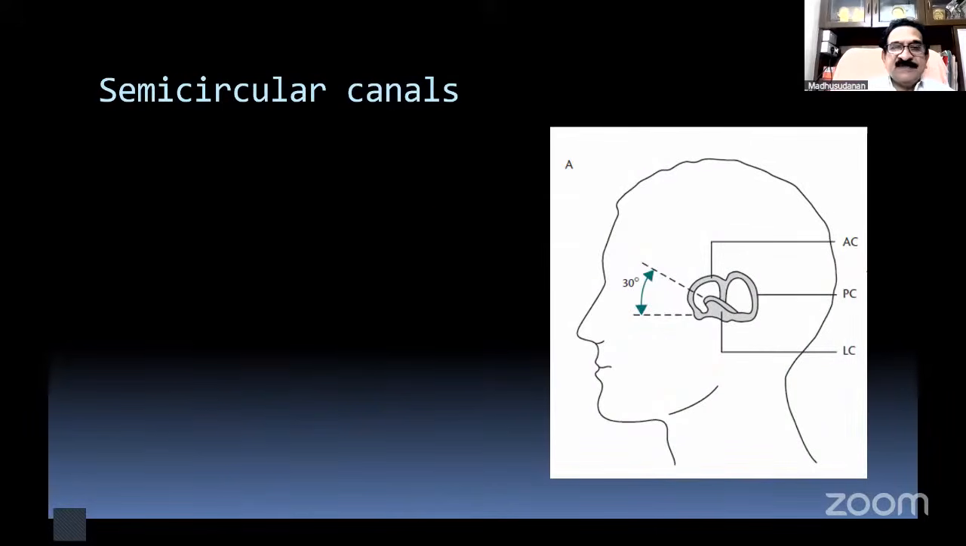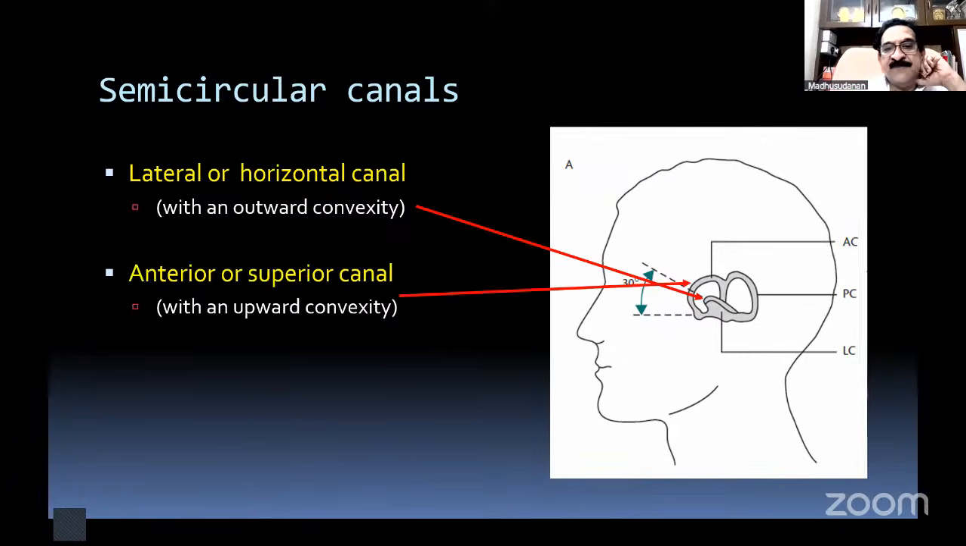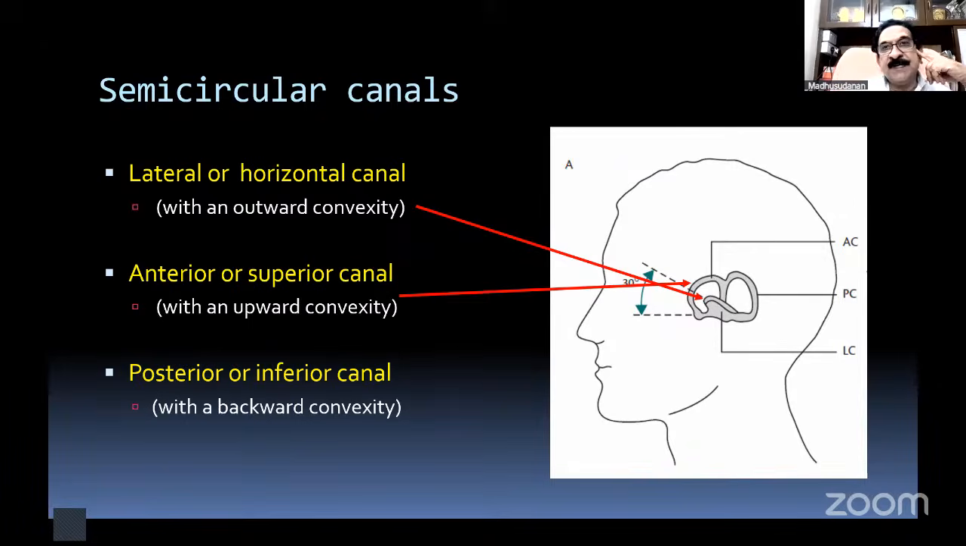There are three canals, as you all know. One is the lateral, horizontal canal; the plane is oriented horizontally. Then the anterior, otherwise called superior canal, with the upward convexity, as you can see there. Then the posterior canal with the backward convexity. I will show the subsequent pictures; this will be elaborated later in detail. So these are the three orientations of the canals.